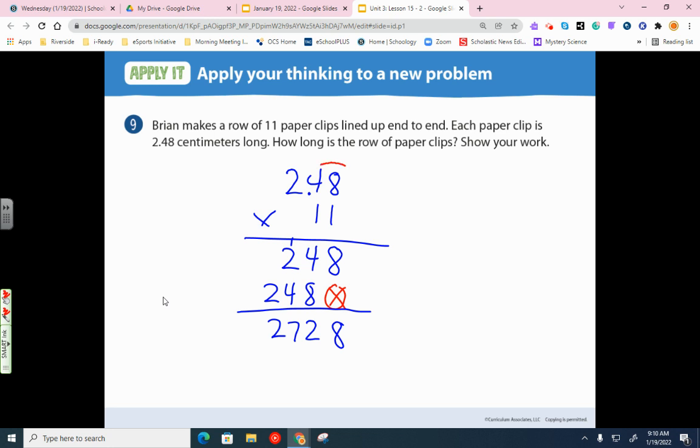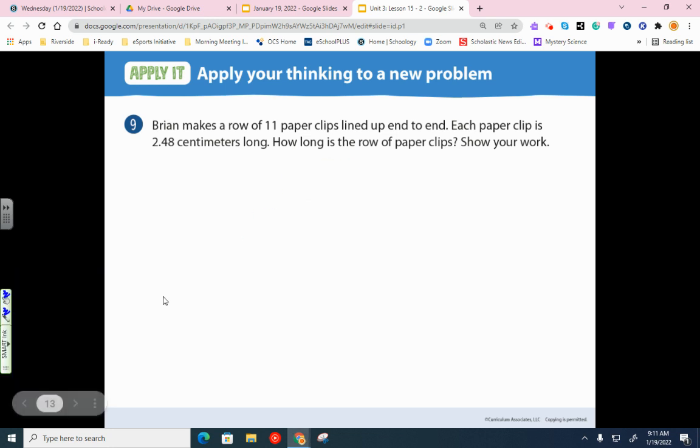The place values of your factors determine it. So I've got 2 place values here, so this will be 27.28 centimeters. 2 place values here means 2 place values there. Pretty straightforward. It gets a little more complicated when both factors have decimal points, but we're not going to worry about that just yet. And let's do this last one.